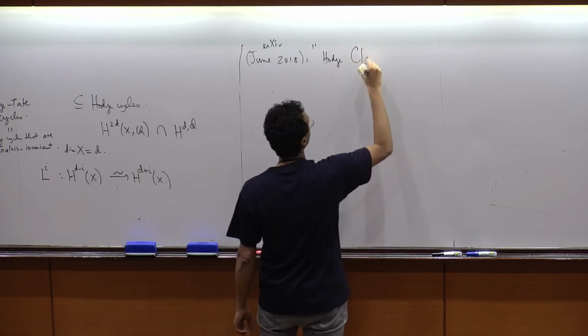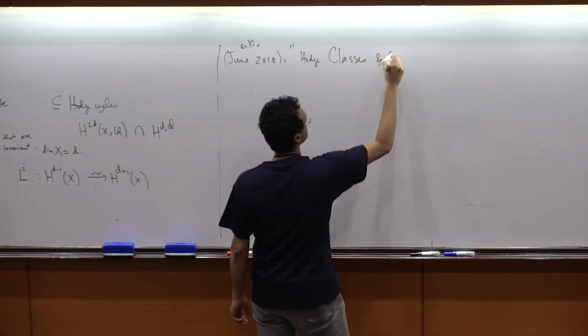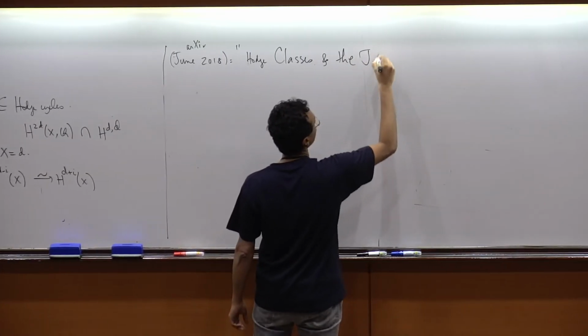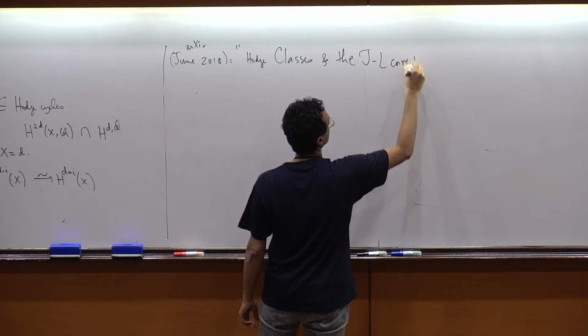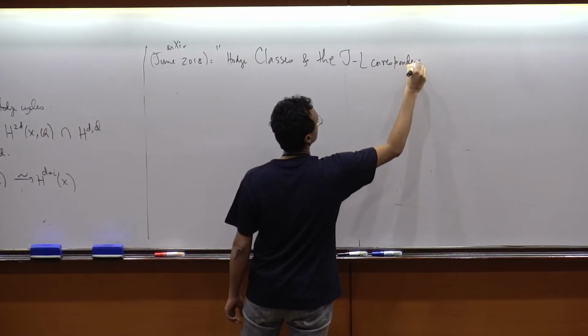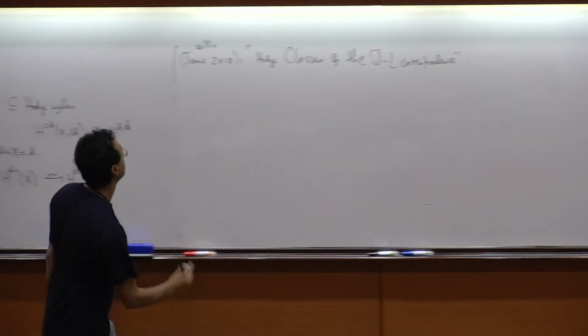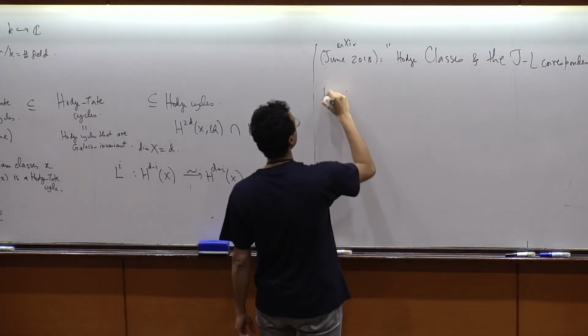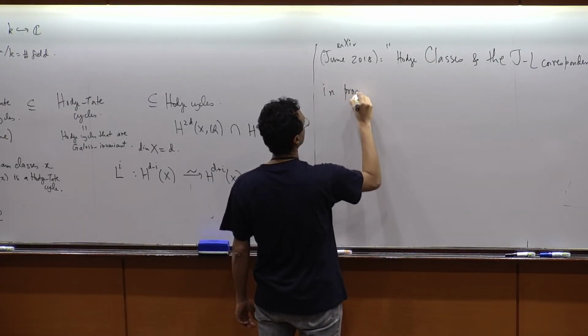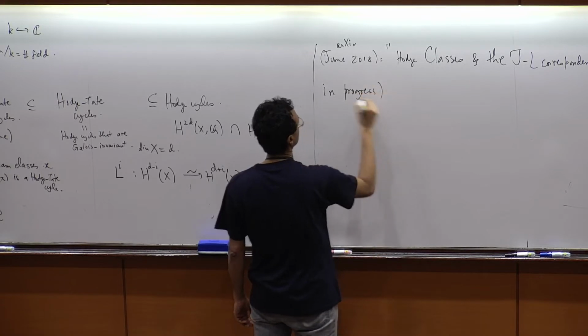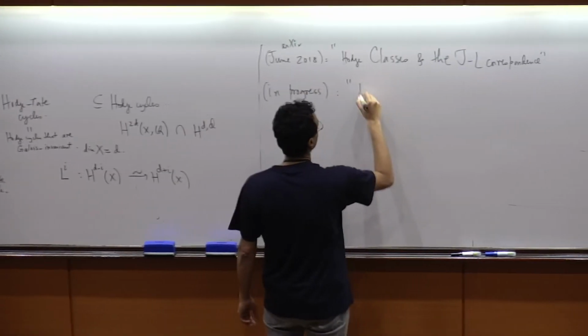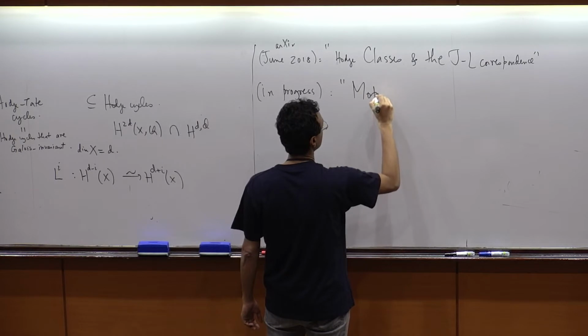Oh, sorry, I should write bigger. Hodge classes. Is that big enough? Okay.